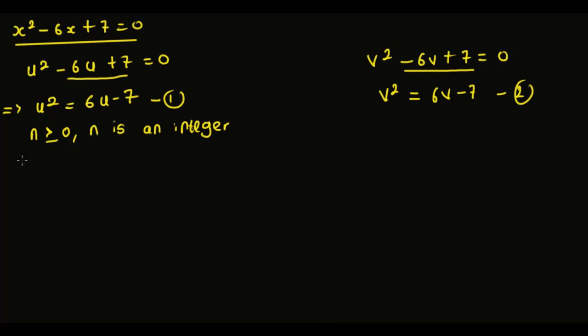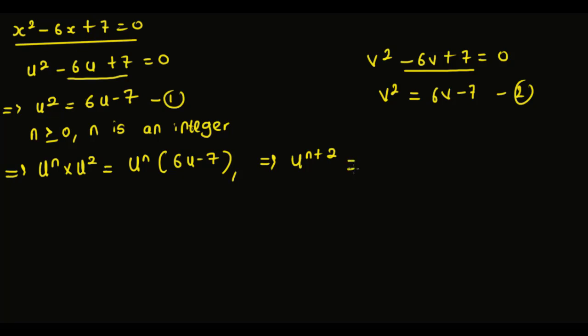Okay, so u raised to power n times u squared is equal to u raised to power n into 6u minus 7. So u raised to power n times u squared is going to be u raised to power n plus 2. That is from the first law of indices. So u raised to power n plus 2 is going to be equal to u raised to power n times 6u, which is 6u times u raised to power n.